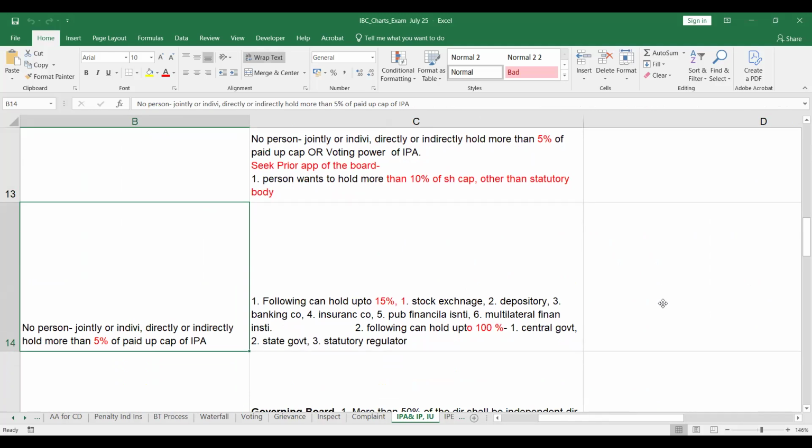Now, regarding shareholding in an IPA, there are restrictions. No person, jointly or individually, directly or indirectly, can hold more than 5% of the paid up share capital of the IPA. Some can hold up to 15%. So 15% is allowed for stock exchanges, depositories, banking companies, insurance companies, public financial institutions, and multilateral financial institutions, and if you are a central government, state government, or statutory regulator, then you can hold up to 100%.